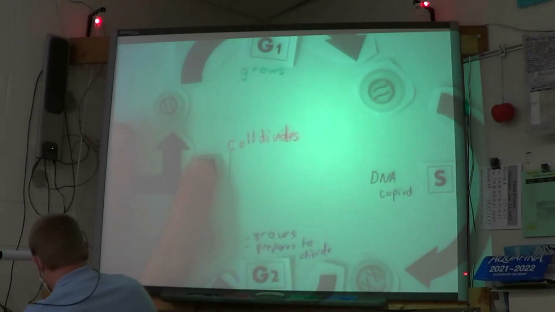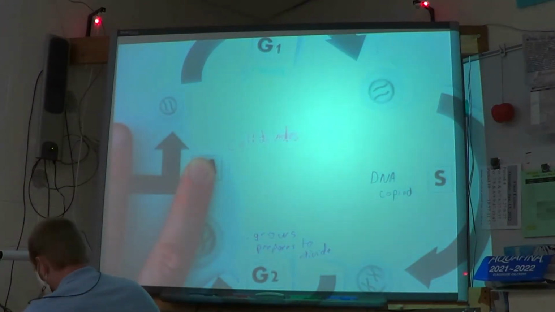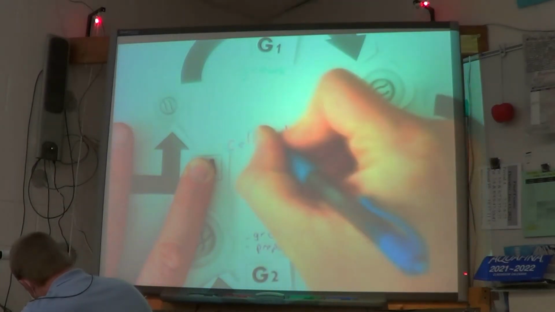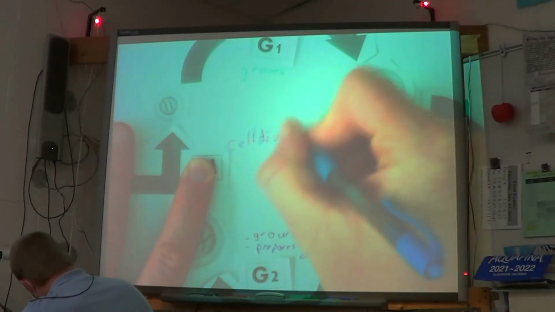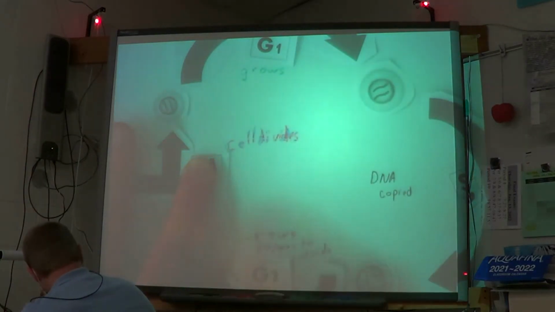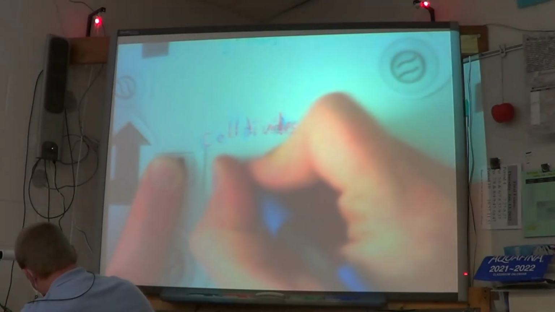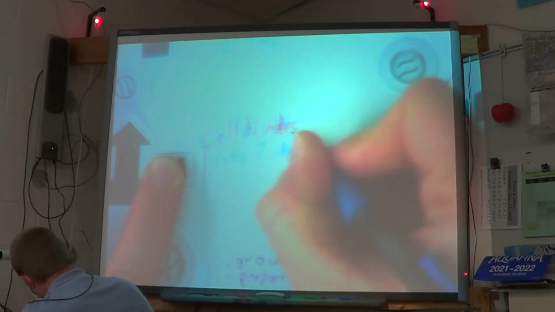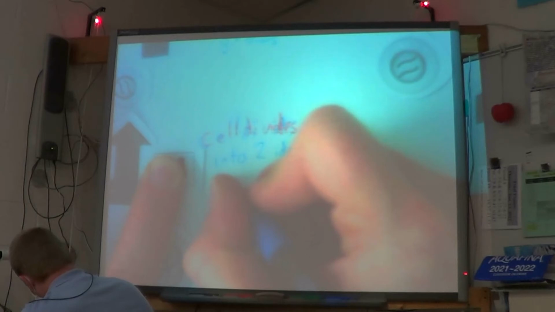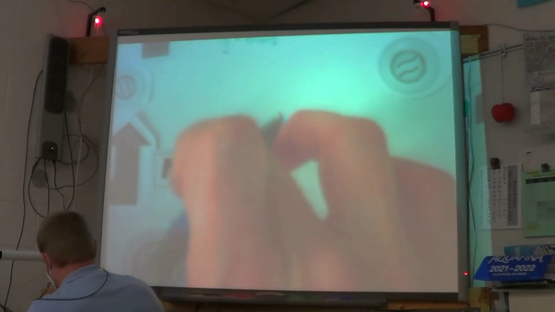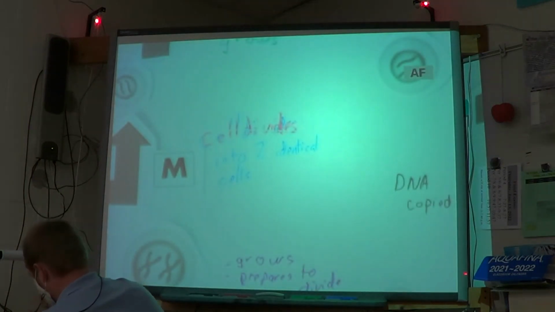That's too dark. Dark enough. So the cell divides. I don't know if that's any better. The cell divides into two identical cells. I'll hit focus, which will take a moment.